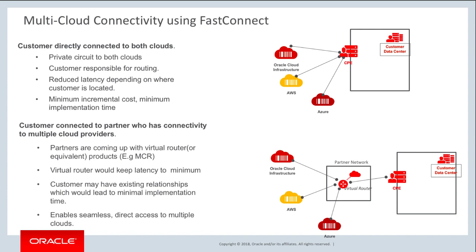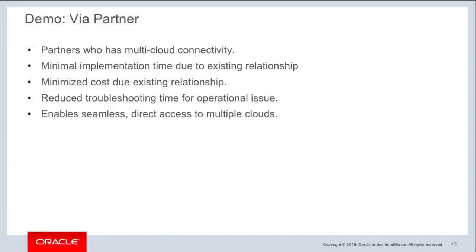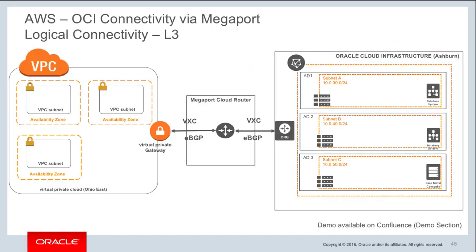The other option is that you connect to the other cloud providers using a partner network. For instance, if you already have a relationship with Megaport, Megaport has a Megaport Cloud Router, which can help you connect with multiple clouds. Megaport has a connection with AWS, and Megaport has a FastConnect integration with OCI. So you can use a Megaport Cloud Router to provide that connectivity between the two different clouds. In fact, I'll do a quick demo and workflow of how you create a connectivity via a Megaport Cloud Router, which is a layer 3 connectivity.